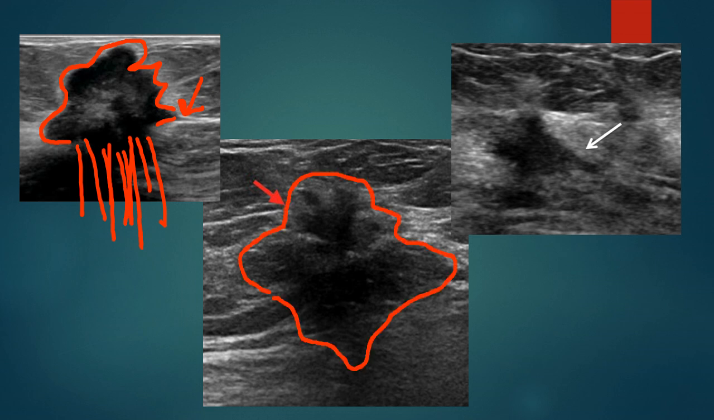So not as clear cut as that picture on the left-hand side, still producing a lot of shadowing, still has these extensions that are kind of branching out from the root of it, showing those spiculations. And then this picture on the right-hand side, again, borders are not super clear cut.